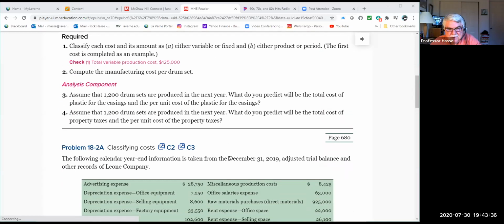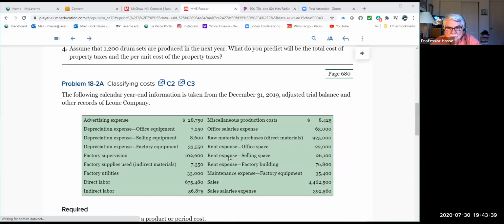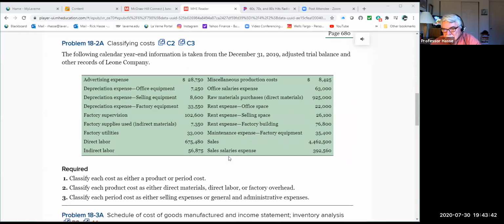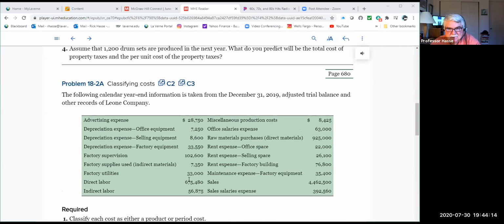Now, if you would like to practice, I would like you to do it on your own. The solutions are in Blackboard. If you want to practice this as a study guide, look at 18.2a, the one right underneath it, or one at the top of the next page on page 680. It gives you, again, sample costs. Which of these are product or period costs? Do not worry about materials, labor, and overhead yet. We'll talk about that next week.